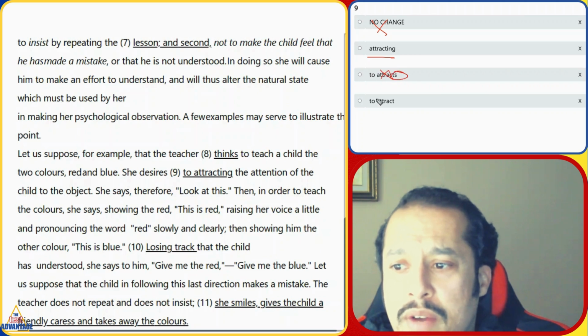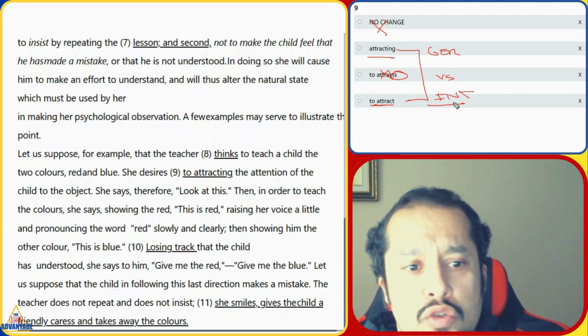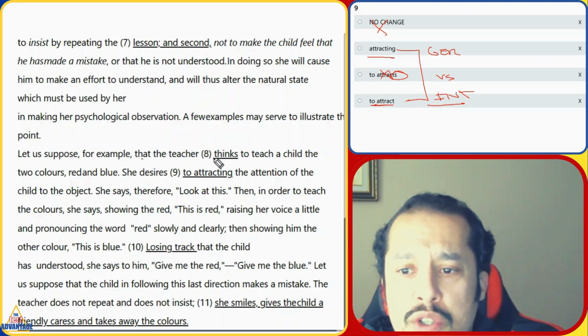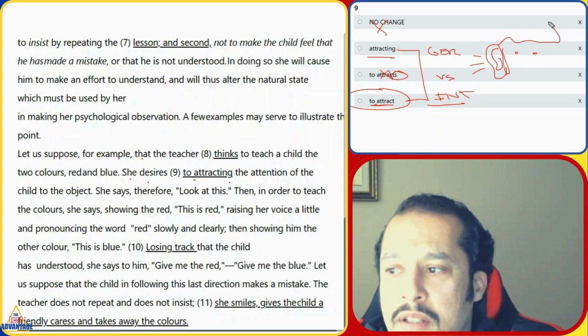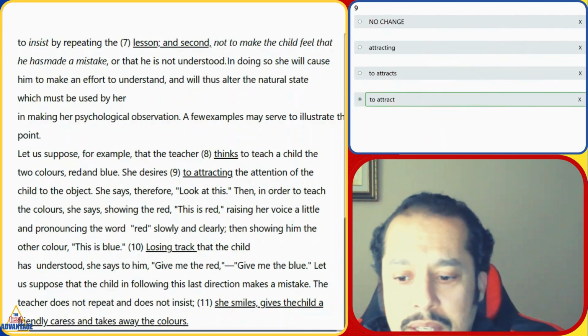To attract is incorrect, to attract. So B and D, you have a gerund versus infinitive structure here. So she wishes, the teacher wishes to teach a child. She desires to attract the attention of the child. Yeah. So you have to go by ear in this one, all right? You have to go by what it sounds like. This is my ear. Hey, it's teacher pro Mr. O. So to attract is best here.